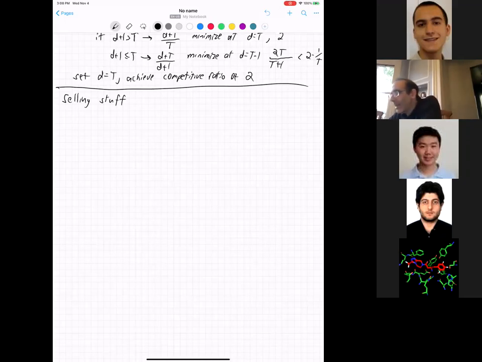So that says that you have to sell on the first day. But if you sell on the first day and you know nothing about the market, then on the next day, the price could grow to an infinitely large amount. So that means that if you have nothing constraining the market, then you can't be competitive, okay?